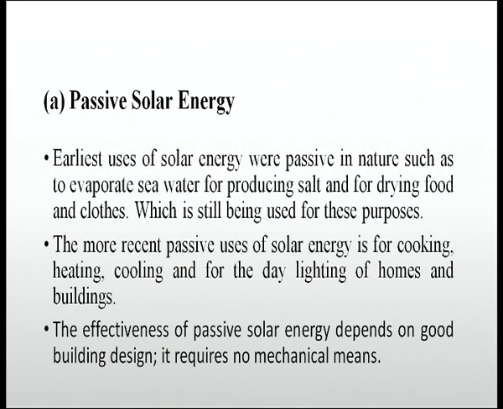Now, the earliest uses of solar energy were passive in nature, such as to evaporate seawater for producing salt and for drying food and clothes, which is still being used for these purposes. The more recent passive use of solar energy is for cooking, heating, cooling and for the day lighting of homes and buildings. The effectiveness of passive solar energy depends on good building design. It requires no mechanical means.